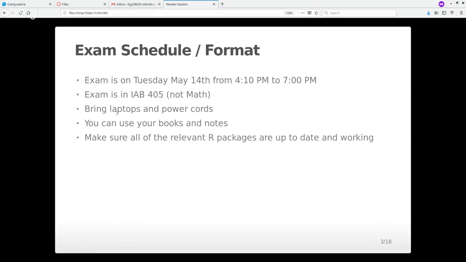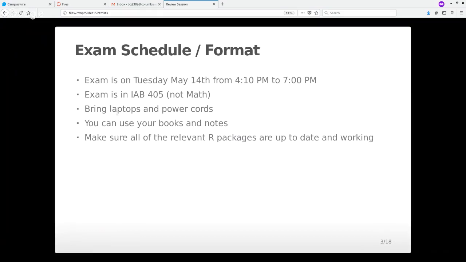So the exam is going to be a week from now, from 4:10 to 7, unless you have like 2 other exams that day or something like that. We can probably come up with alternate arrangements. The exam is not going to be in the math building. It'll be in IAB up on the 4th floor.